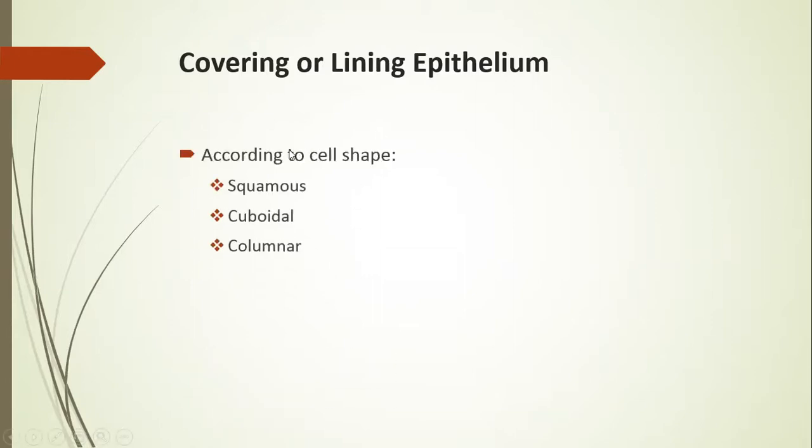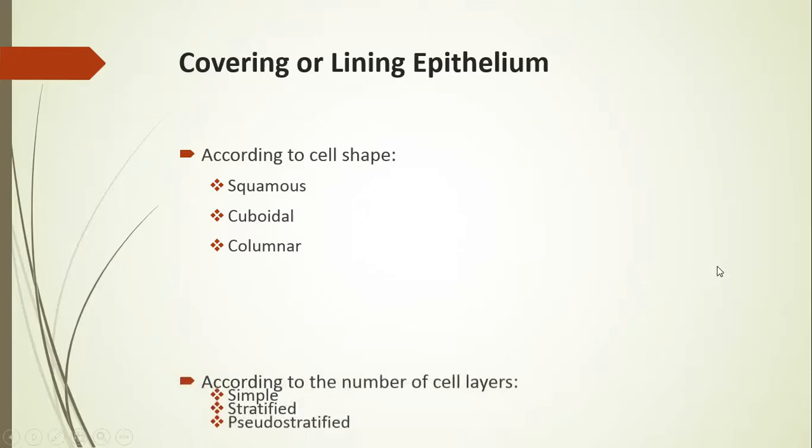The covering epithelium can be classified according to cell shape into squamous, cuboidal, or columnar. Squamous is a flattened cell shape, its width larger than its height. In the cuboidal cells, the width, height, and thickness or depth are similar. In the columnar cells, the height is larger than the width of the cell.